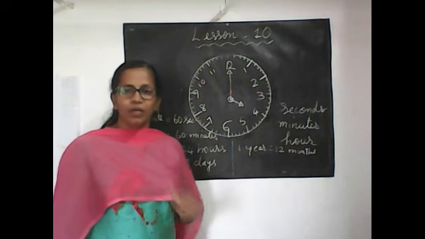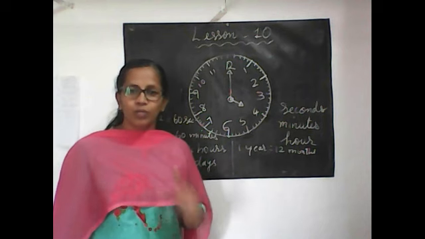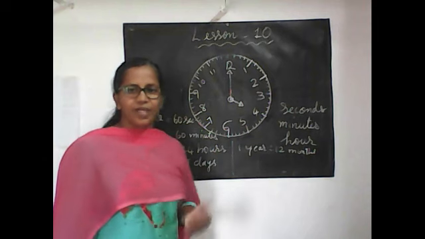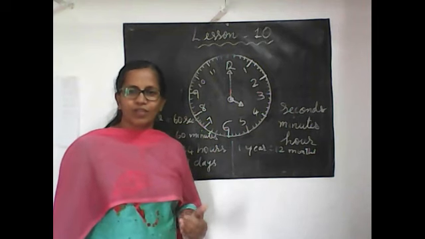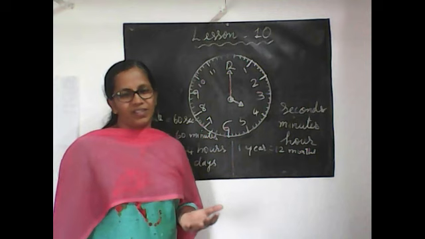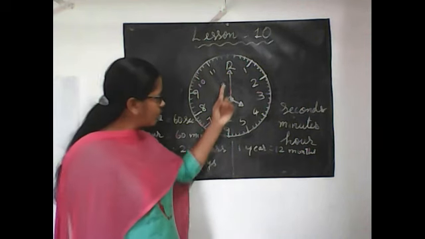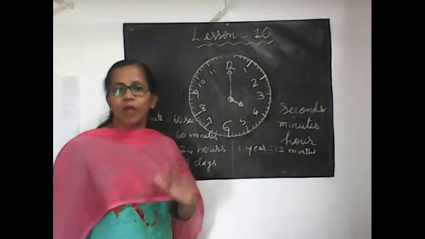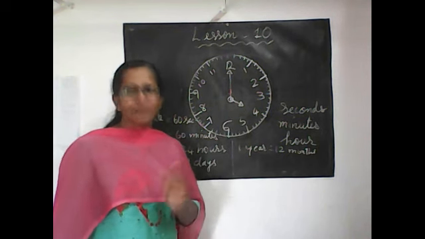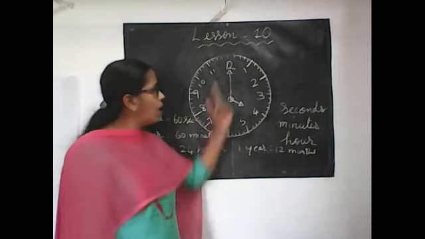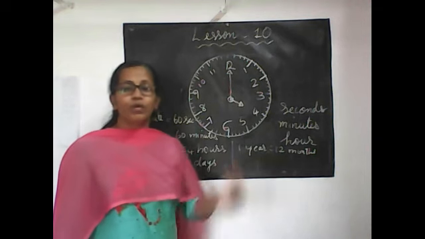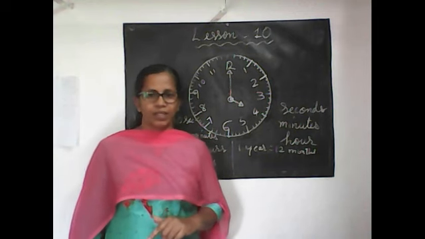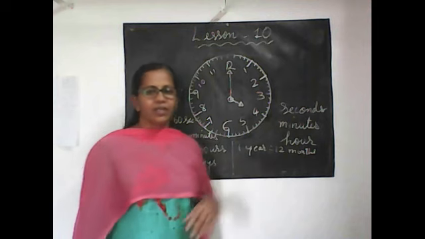To complete 24 hours, the short hand should move twice. Okay, the long hand should move 24 times to complete 24 hours. Just compare and study. An hour hand should move round the clock twice to complete a day, whereas the long hand should move 24 times to complete a day or 24 hours. It will be clear for you while understanding the time.